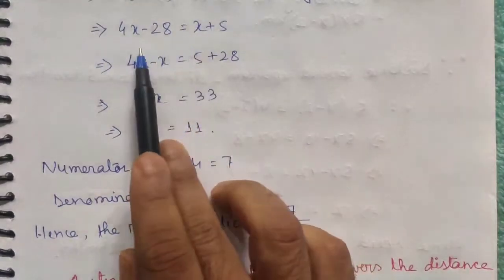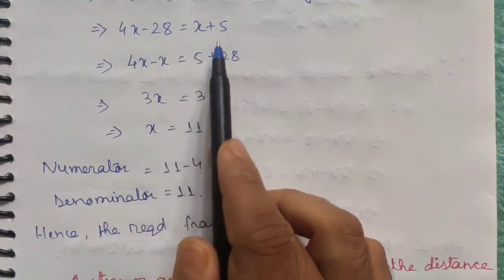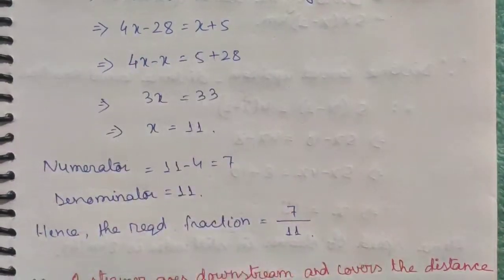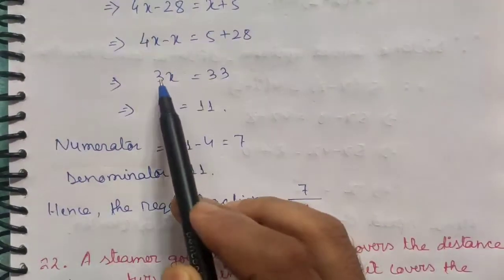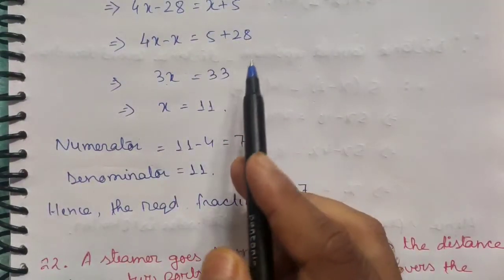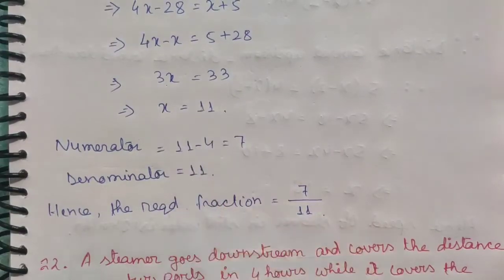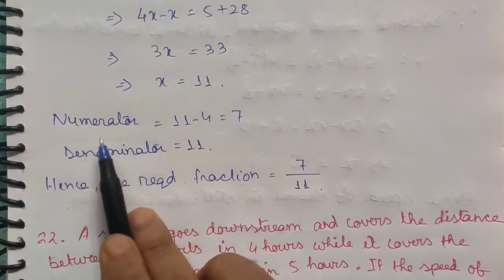Then we have taken this x to this side. So 4x minus x equals 5 plus 28. 4x minus x is 3x, and 5 plus 28 is what? 33. That is, x equals what? 11. Clear?